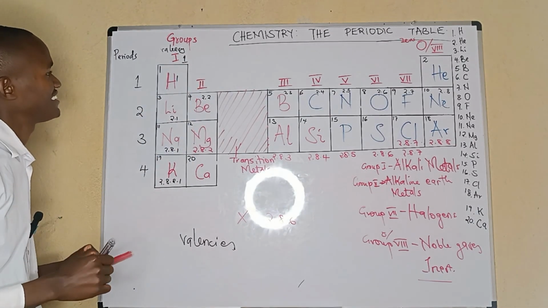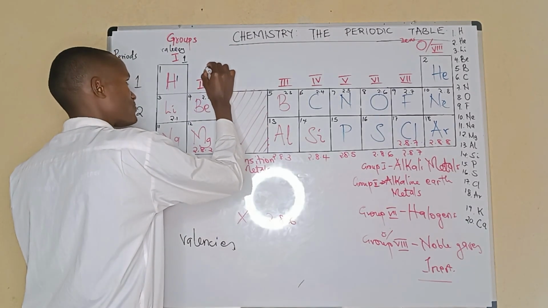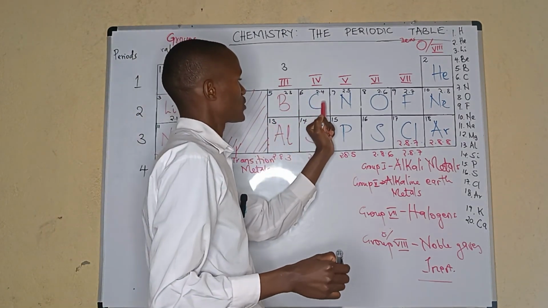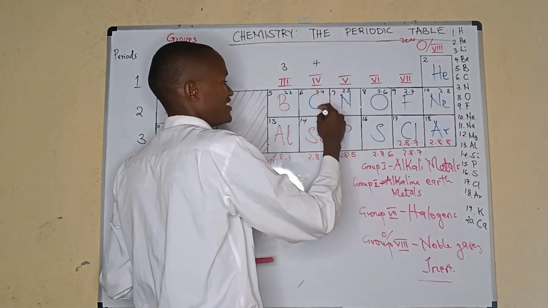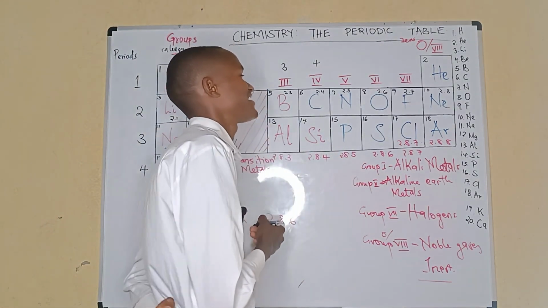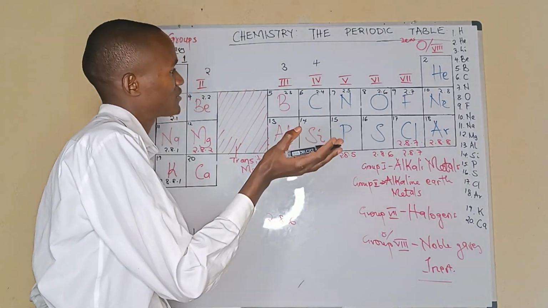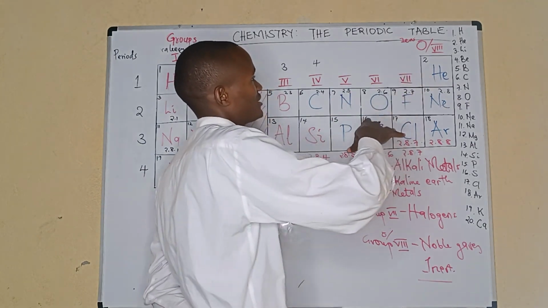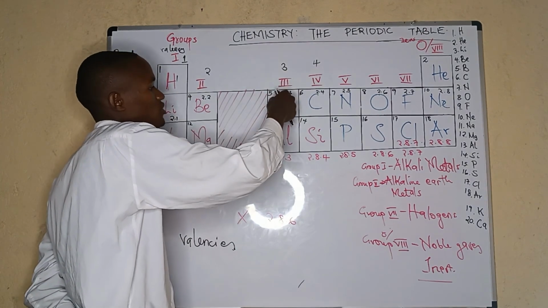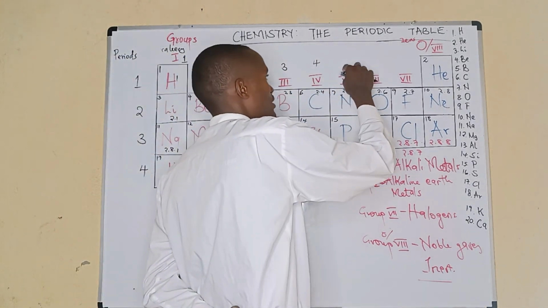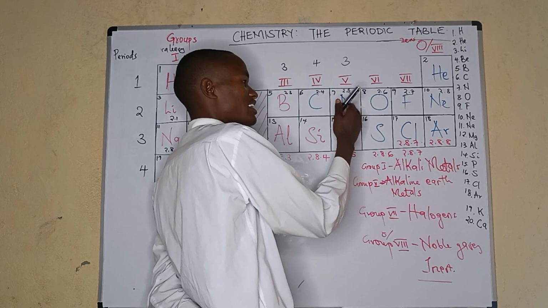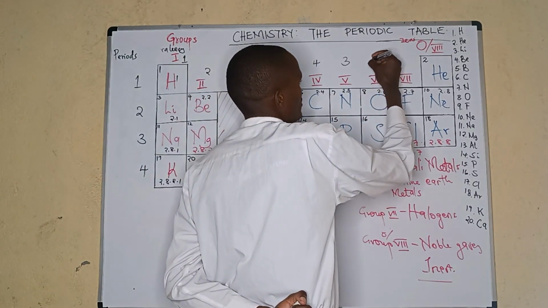Yes, valency 1. These ones are of valency 2, similar to their group. These ones are of valency 3. These are group 4, they are of valency 4. They can either lose 4 or gain 4. These ones, you don't have valency 5. So we go to the other part, the nonmetals, and now we start decreasing our numbers. We have said 1, 2, 3, 4. When I go to group 5, I go downwards, it becomes 3, because now they can't lose 5. Instead of losing 5, they gain 3. This one will be of valency 2.